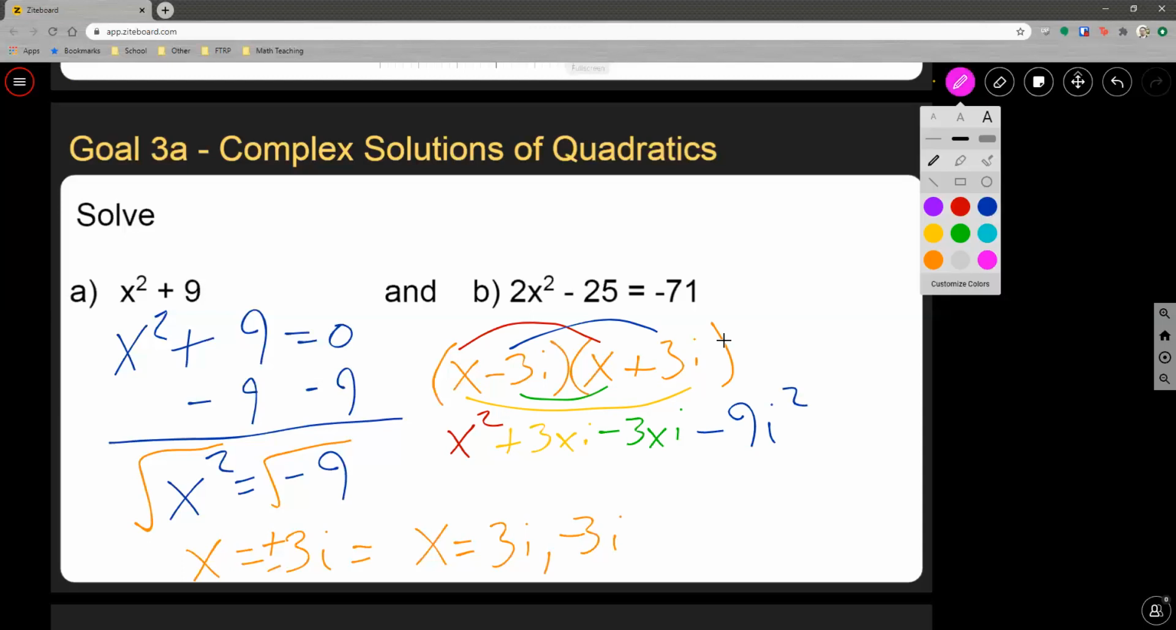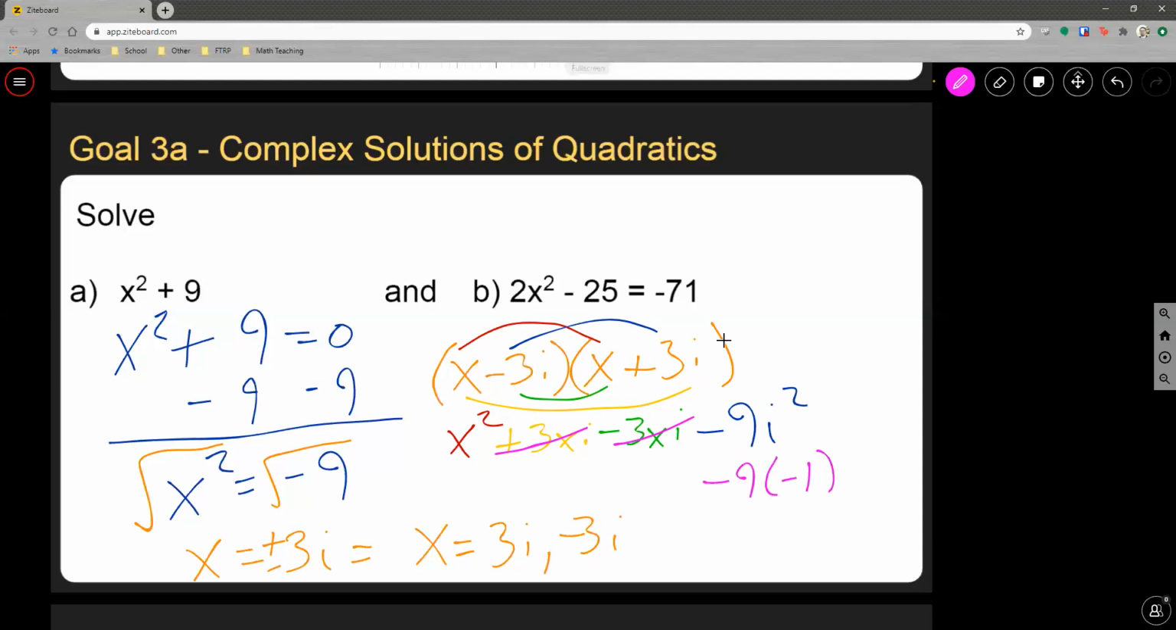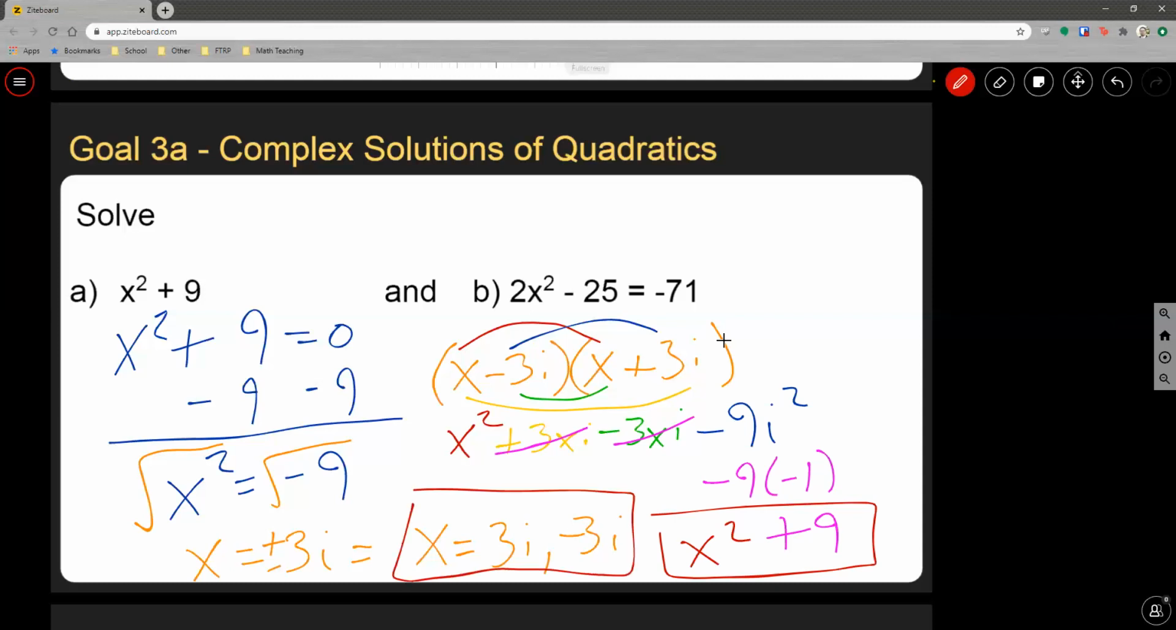Well, we know that these are the positive and negative of each other, so these middle values are going to cancel out. The x squared is going to stay the same, and then the -9i squared is going to become -9 times -1, which becomes +9. I'm going to bring over my x squared from the left, and I get x squared plus 9. So this has two complex roots, positive 3i and -3i.